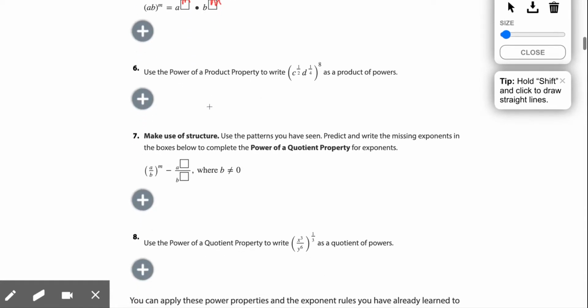Let's look at number 6. c to the 1/2, d to the 1/4, all of that raised to the 8th power. Well, that's going to be c to the 1/2 times 8, d to the 1/4 times 8. 1/2 times 8, well, half of 8 is 4, so that's c to the 4th. 1/4 times 8, well, that's 2, so that'll be d squared.